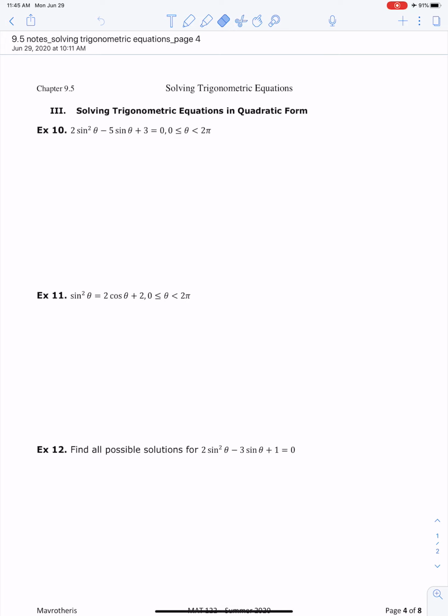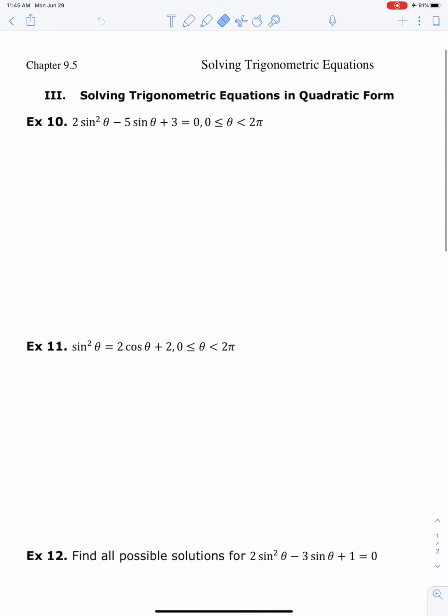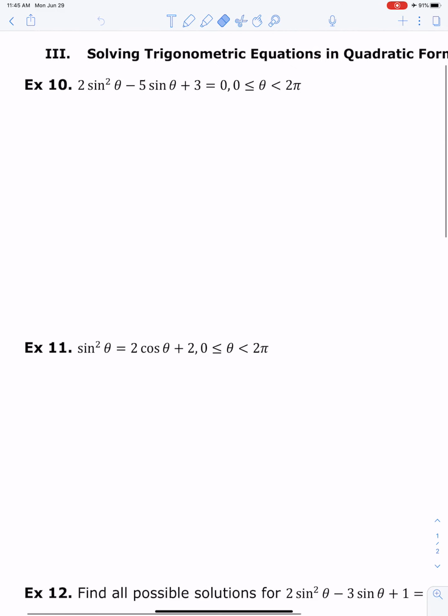Chapter 9.5 Notes, Solving Trigonometric Equations. This is page 4. Notice now we're going into something a little different. We want trigonometric equations that are in quadratic form. And here's the thing, when we've got all the words in there, the sine, a lot of people don't see this as looking like a quadratic.